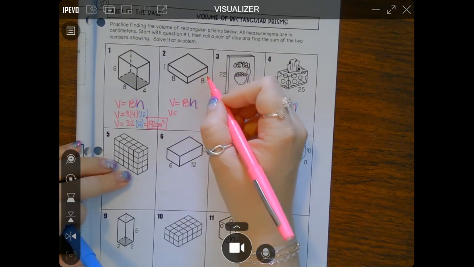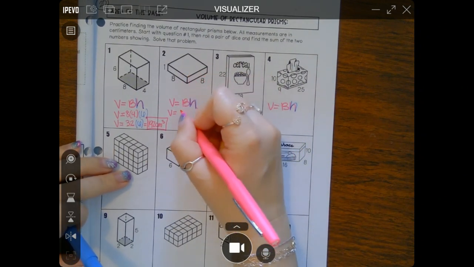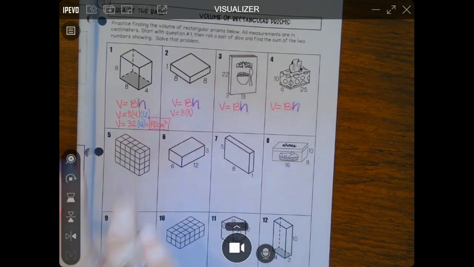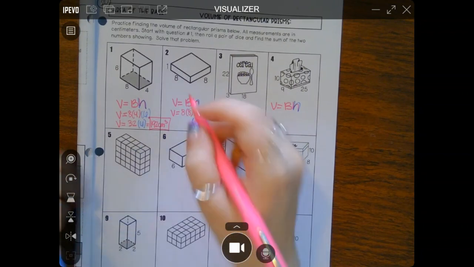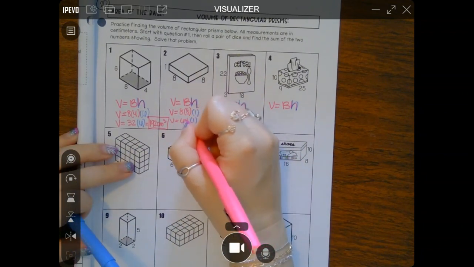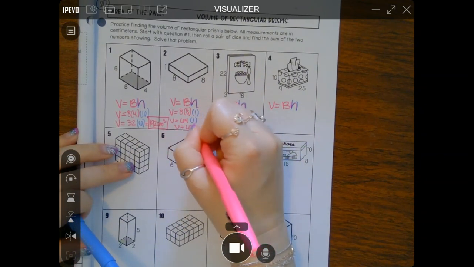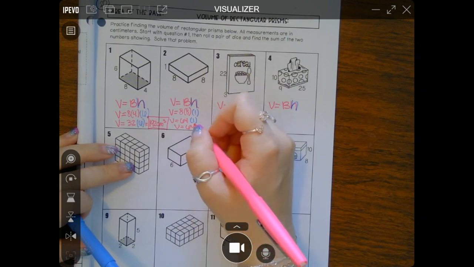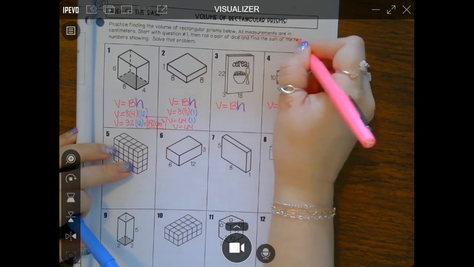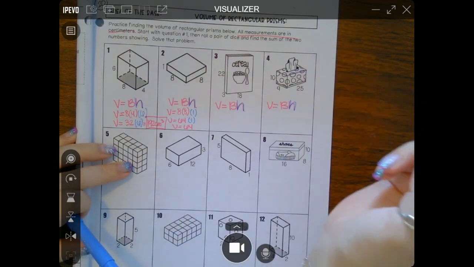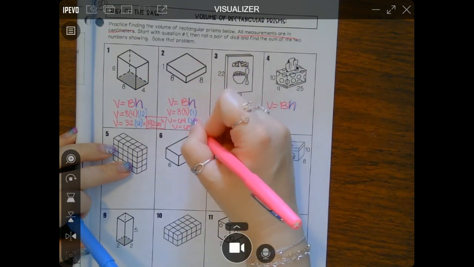So if you paused it and unpaused it, when you come back, you should have done 8 times 8 for your base, and then 1 times your height. Well, the area of the base, 8 times 8 is 64, and 64 times 1 is just 64. So this was 64, and you're like, wait, how did you get centimeters for this one? It's because it said up at the top, all measurements are in centimeters. So these are all centimeters.